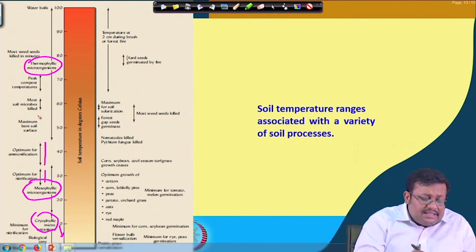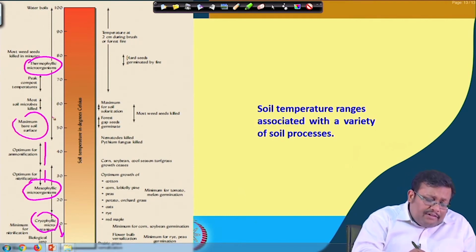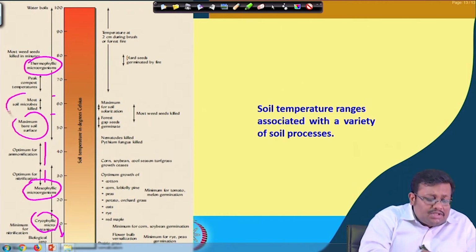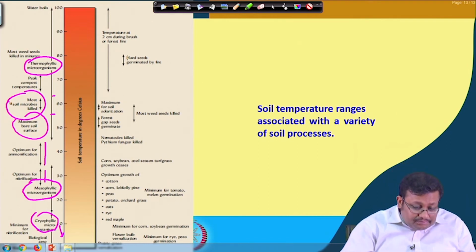And at the maximum, on a bare soil surface, you will see a temperature of around 50 degrees centigrade, and in the range from 55 to 65 degrees centigrade, you will see that most of the soil microorganisms are getting killed because of the high soil temperature.